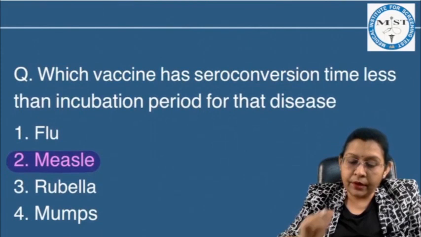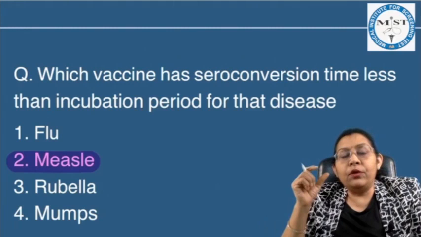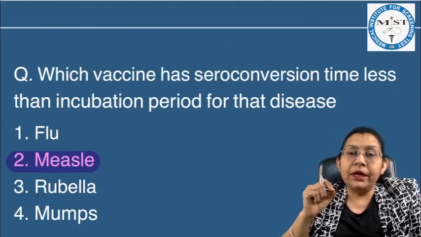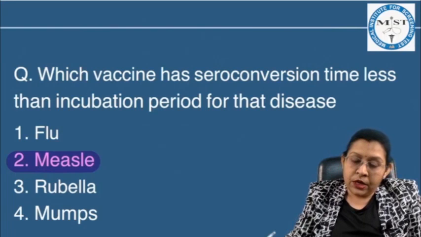Which vaccine has seroconversion time less than the incubation period for that disease? Now, flu vaccine: for flu, the incubation period is very short. It is less than 7 days only. And whenever we are giving a vaccine, a minimum of 5 to 7 days are required for antibodies to develop. And for some vaccines, it might require 2 to 4 weeks also. So flu is not possible.